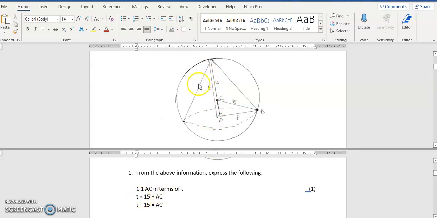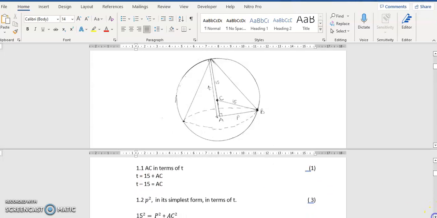You know that T, which is the height of the cone, is the same as the distance from here to here, which is 15, plus AC. AC is the same as CA. So that gives you T. So they want us to express AC, or make AC the subject of the formula. So you transpose that plus 15. If you transpose, it's going to be minus 15. So AC is equal to T minus 15.